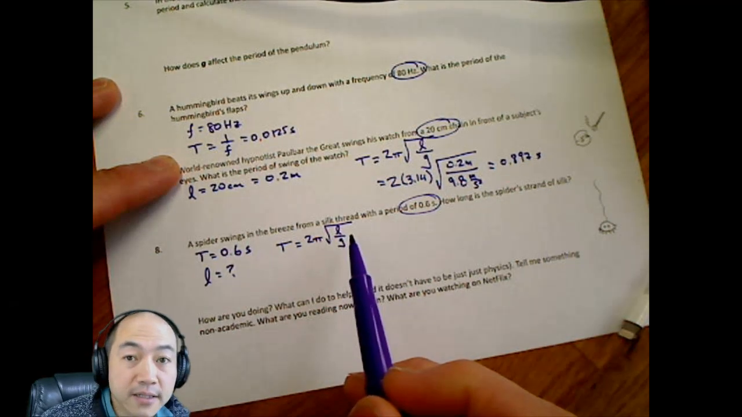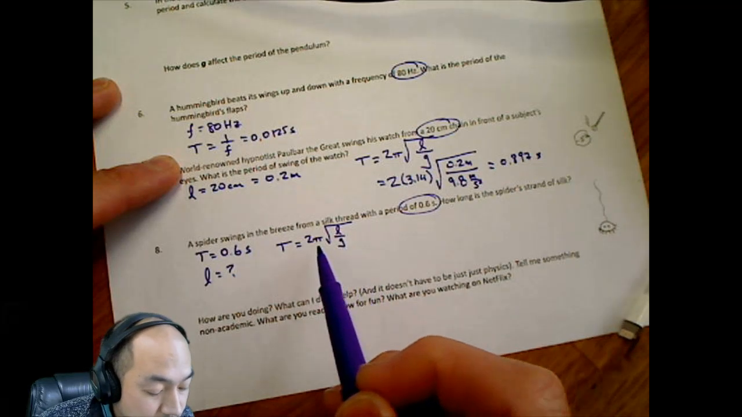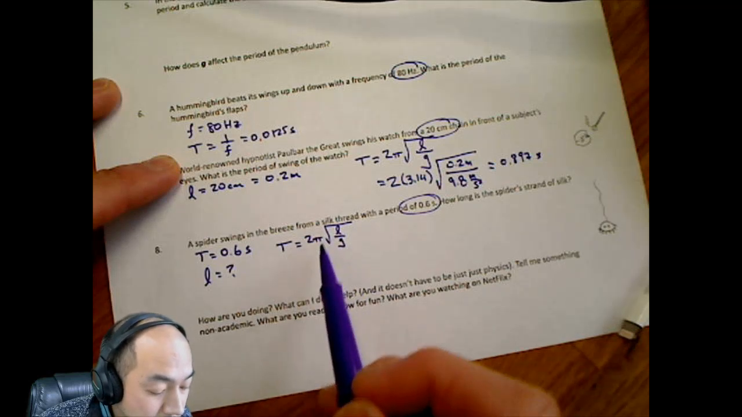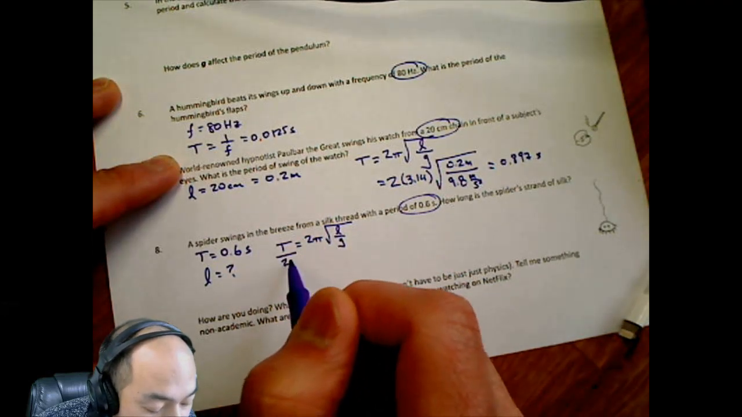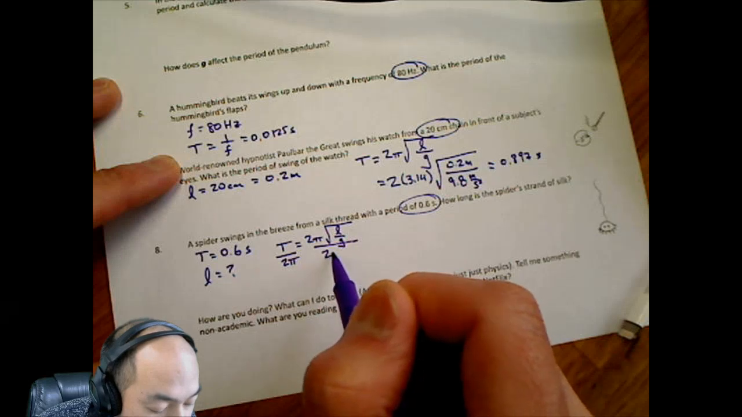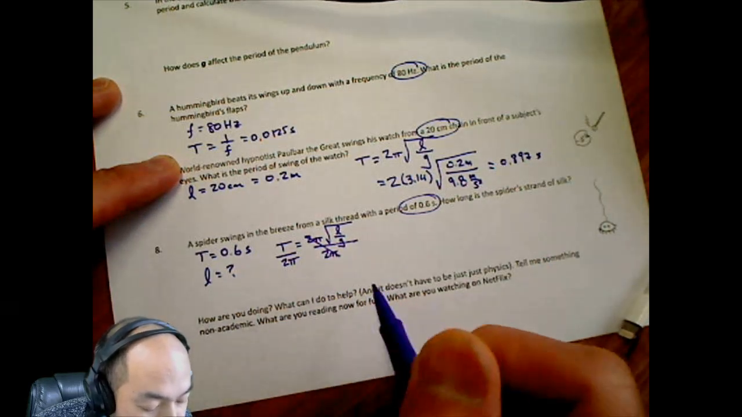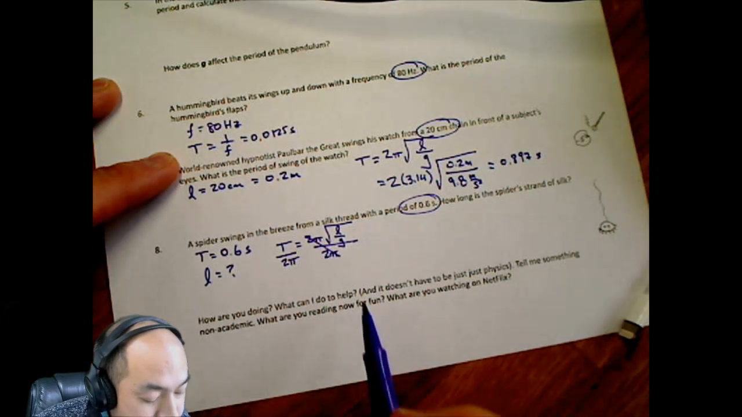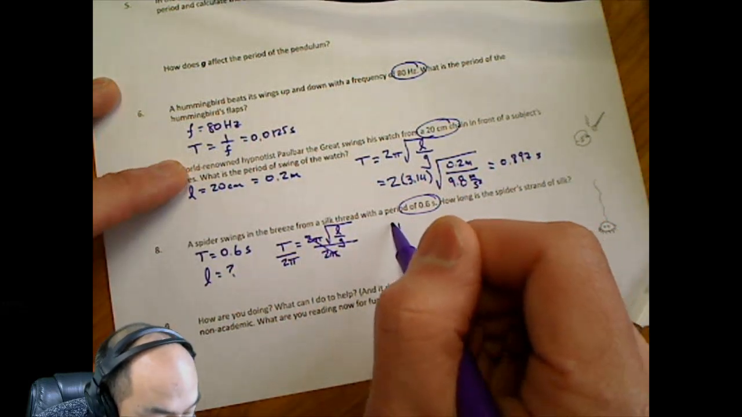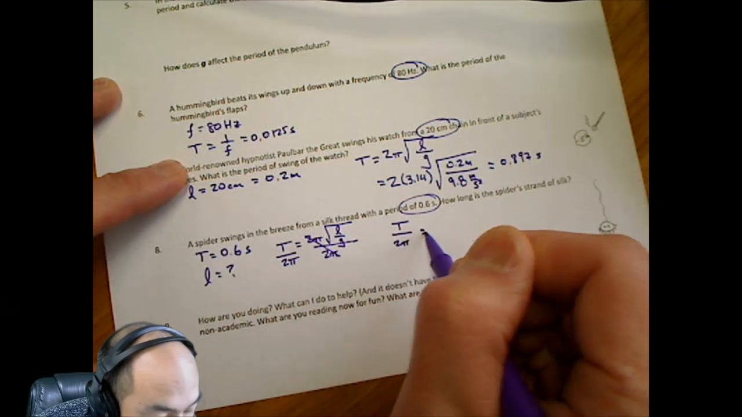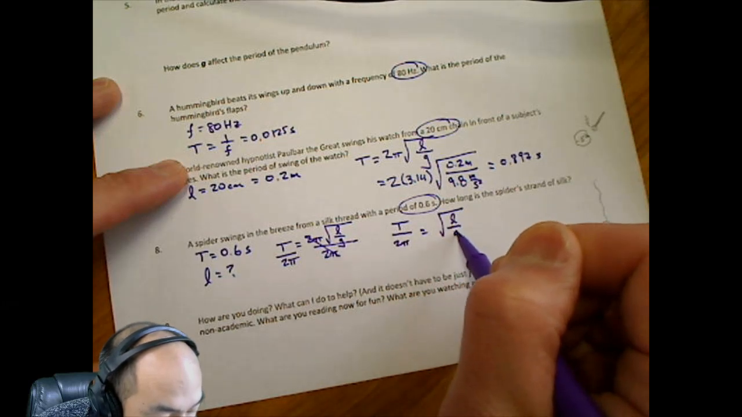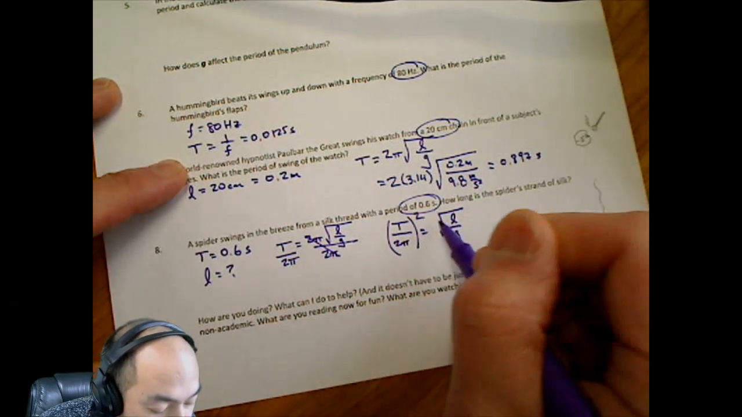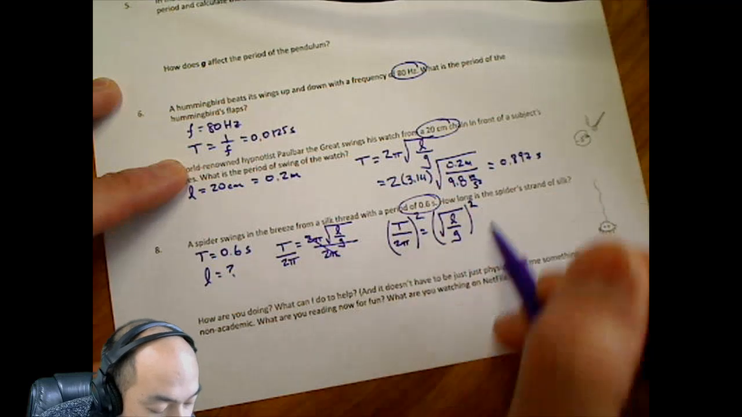To solve for L, what we want to do here is first move everything over to this side, and then here we'll do the algebra. So first thing, divide by 2 pi, right? Divide by 2 pi. Those cancel out. Now I have T divided by 2 pi equals the square root of L over G. To undo the square root, we're going to square both sides.